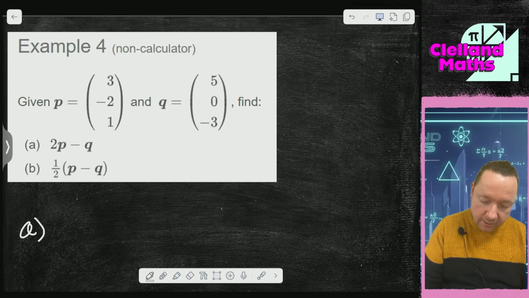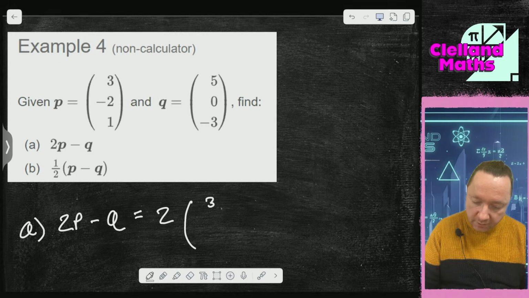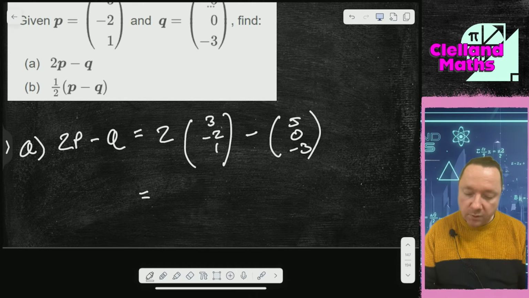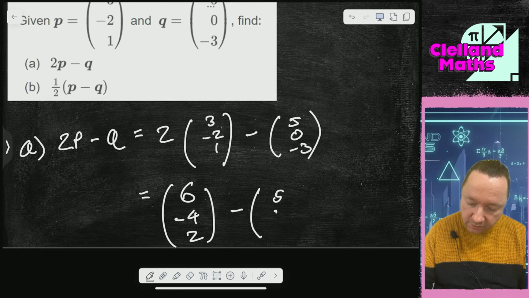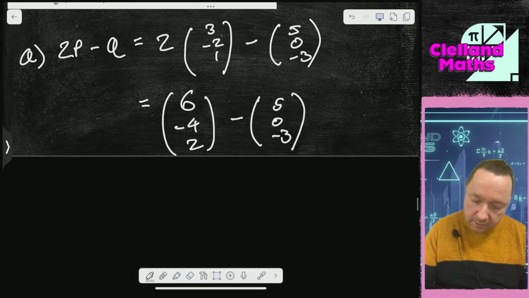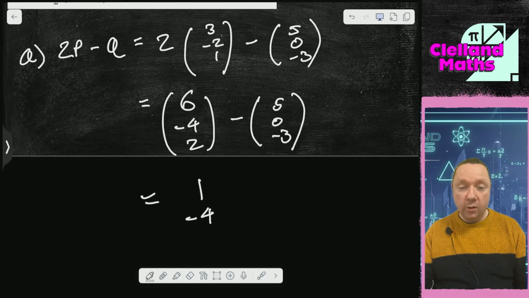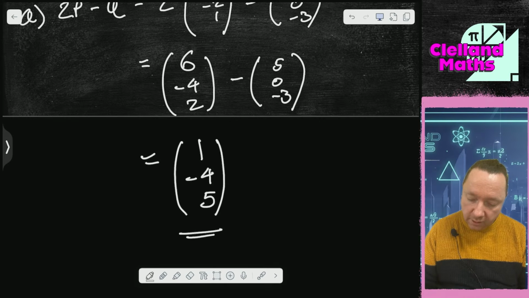So part A, 2p minus q. Well, that's just 2 times the whole of p, (3, -2, 1), and then take away q, (5, 0, -3). So times each of the numbers in the first one by 2. That's (6, -4, 2), take away (5, 0, -3). 6 minus 5 is 1. Minus 4 take away nothing is minus 4. And 2 take away minus 3 is 2 add 3, which is 5. So there's my first answer, (1, -4, 5).